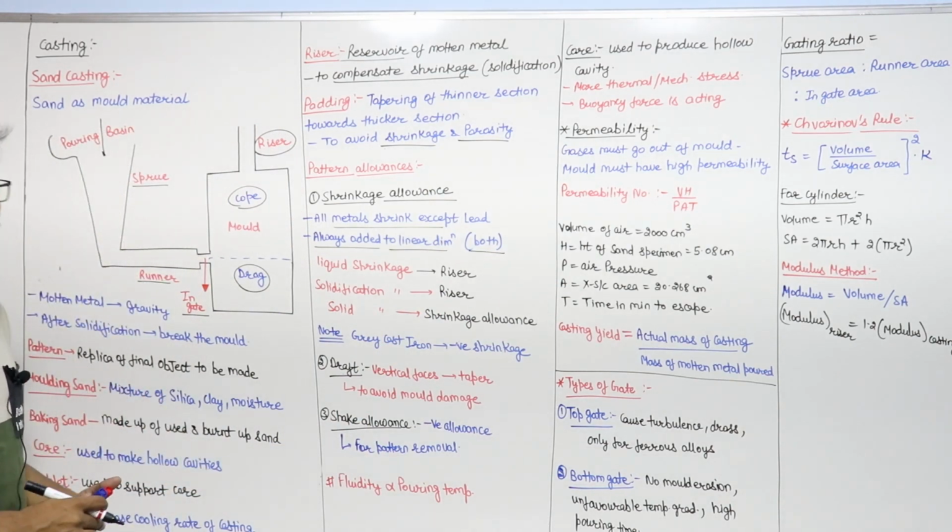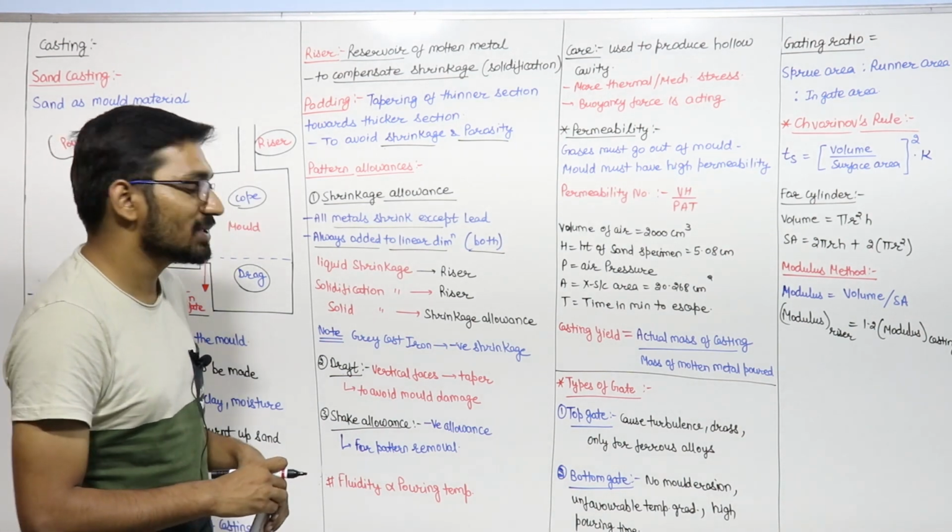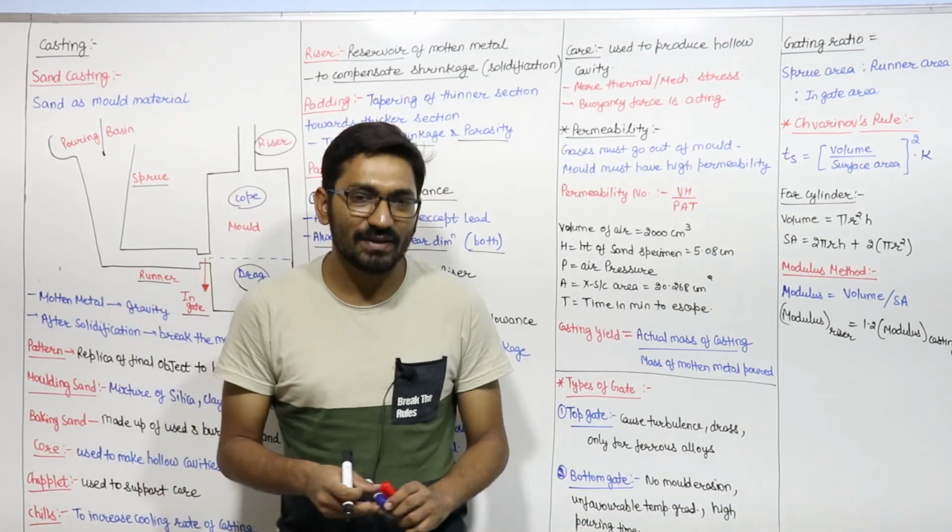There are 3 types of shrinkage in casting. One is the liquid shrinkage, one is the solid shrinkage, and one is the solidification shrinkage. What is happening?